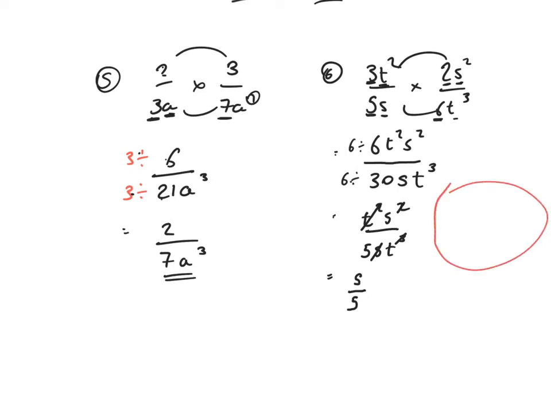Okay, so think about the t squared as t times t times s squared, which is s times s, over 5s times s times t cubed, t times t times t. Okay, so cancel the s, cancel that with that, and cancel the t's, which leaves me with my final answer, which is s over 5t.